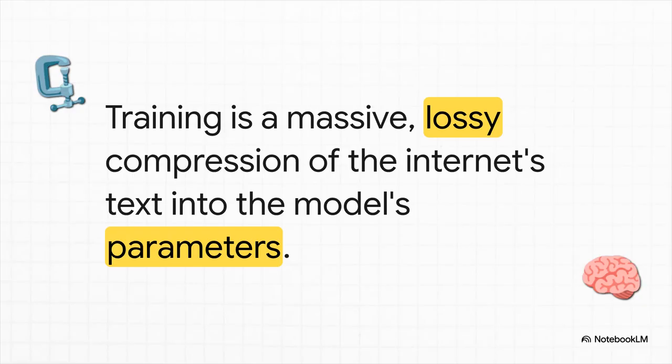The best way to think about training is as a massive lossy compression algorithm. You take a huge chunk of the internet with all its knowledge and patterns, and you squeeze it down into that single parameter file. It's kind of like a zip file of human culture. It loses some of the fine details, but it keeps the core concepts.